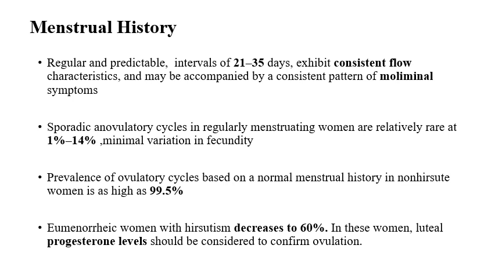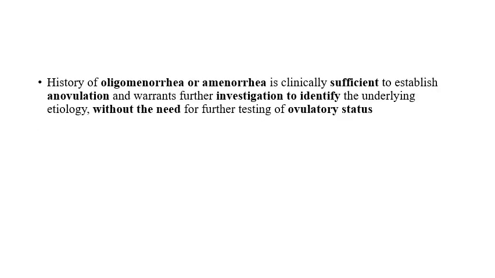If the patient has a normal menstrual cycle and she is not hirsute, then the chance that she has an ovulatory cycle is as high as 99.5%. If the menstrual cycles are normal but she has hirsutism, then the chance that she is ovulatory reduces to 60%. So in that patient there is a role for the luteal progesterone level, which helps us confirm whether the patient is ovulating or not. We'll discuss the luteal progesterone level in subsequent slides.